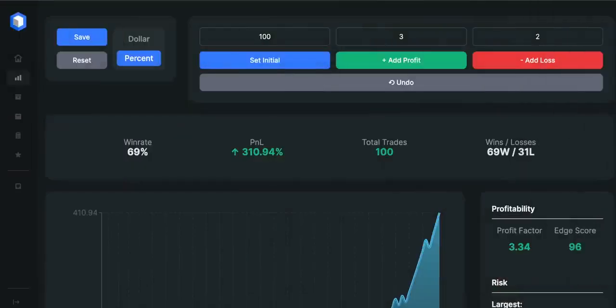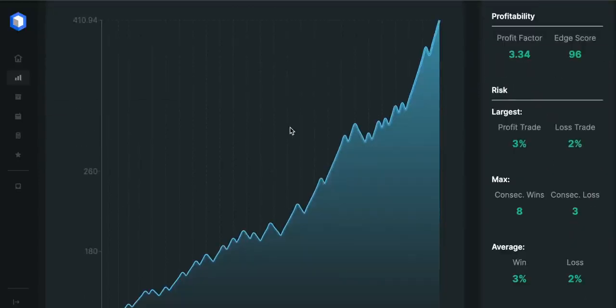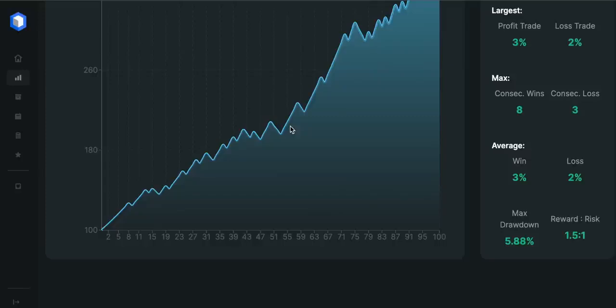Alright, so I just finished the backtesting and the results are crazy good. I found those 100 setups within 3 months. Out of 100 trades, we had 69 wins and 31 losses. The profit and loss is also looking pretty good. We increased the account size by 310.94%. The profit factor is 3.34 and we had 8 consecutive wins against 3 consecutive losses. So yeah, the strategy is doing pretty good.